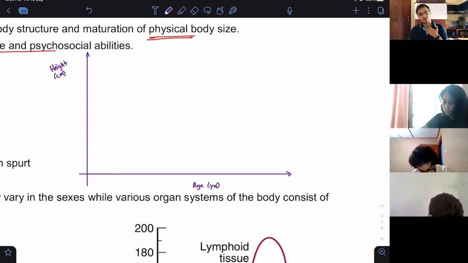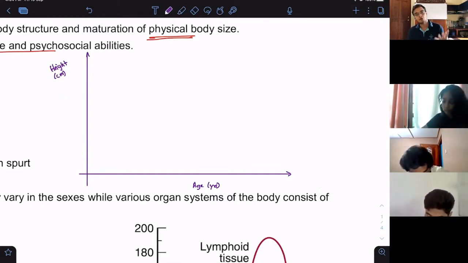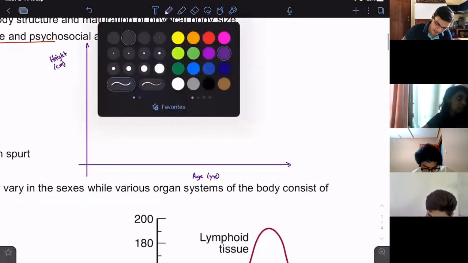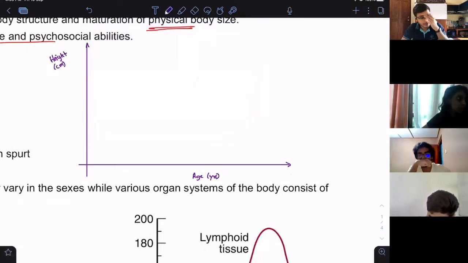So this was founded by someone called Richard Scammon. What he proposed was that humans, according to their age, there are some changes in height that we can expect on average in the human population. So this is what he drew. When he assessed it, it came out something like this. You all can draw this, guys.